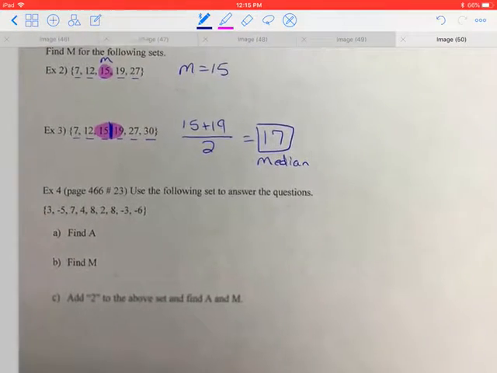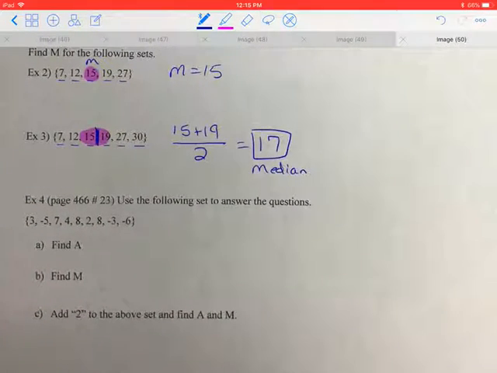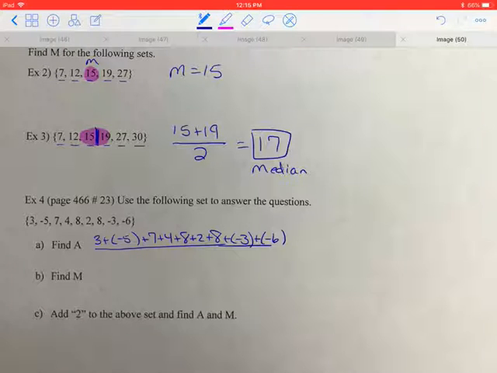All right, so for example 4, I'm given a set of numbers, and I'm asked to find the average and the median. So for the average, remember, I'm going to add them all together. So 3 plus -5 plus 7 plus 4 plus 8 plus 2 plus 8. I did not make that fraction bar long enough. Plus -3 plus -6. And then I count 1, 2, 3, 4, 5, 6, 7, 8, 9. I have 9 numbers, so I divide by 9.